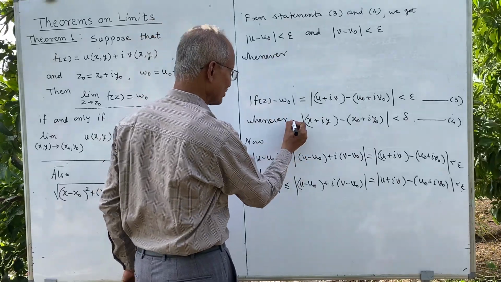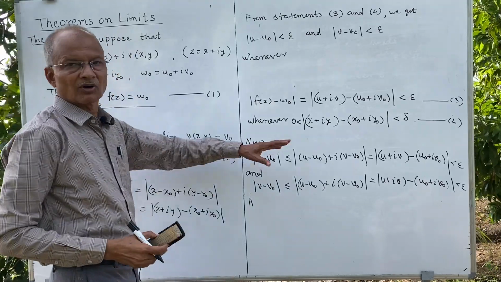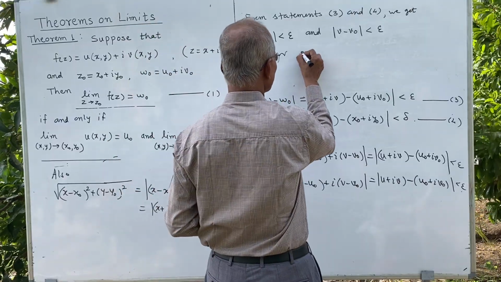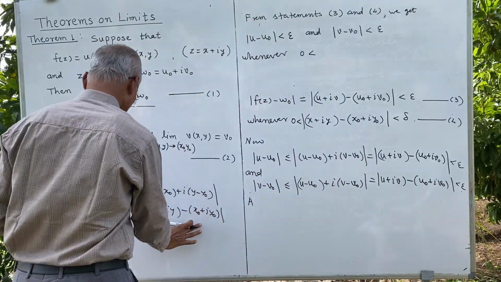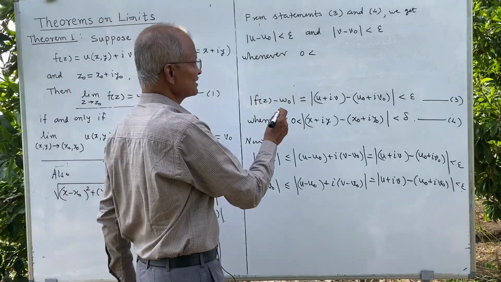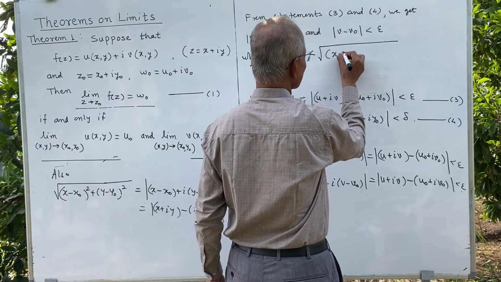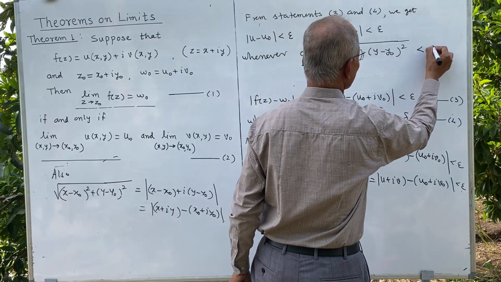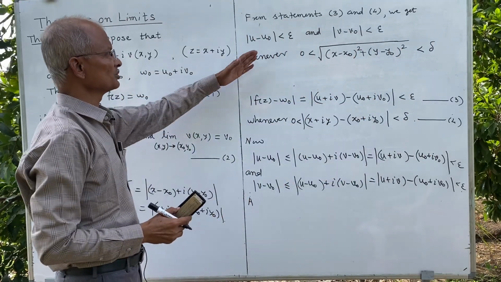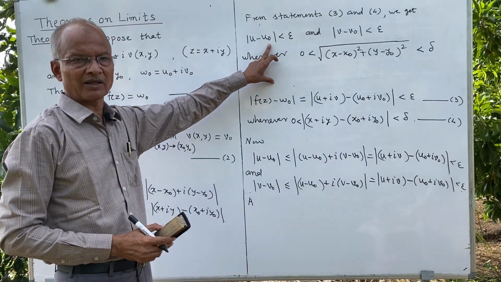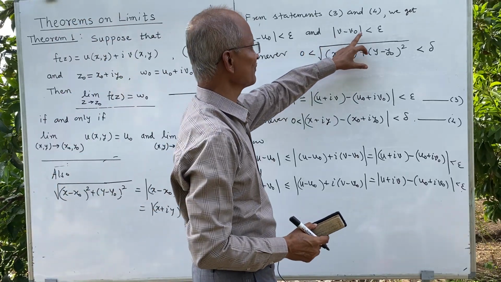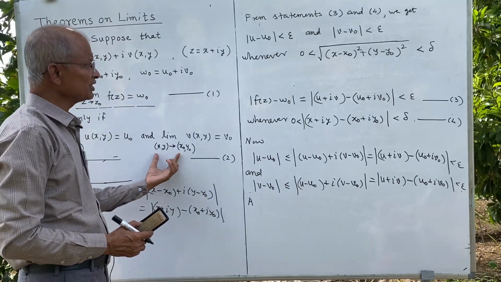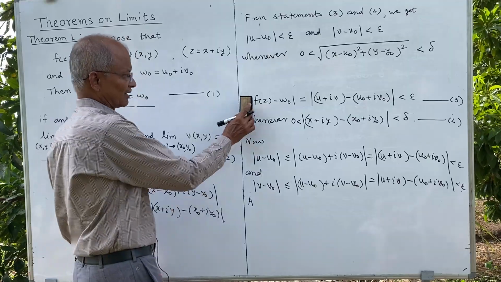actually here we have to write 0 strictly less than, because this is a deleted neighborhood of the point, whenever 0 is less than the square root of x minus x naught whole square plus y minus y naught whole square, which is less than delta. And now what does this show? This shows that the limit of u is equal to u naught by the definition of limit, and the limit of v is equal to v naught as x y tends to x naught y naught, because the absolute difference of this is represented here, and it is less than delta.